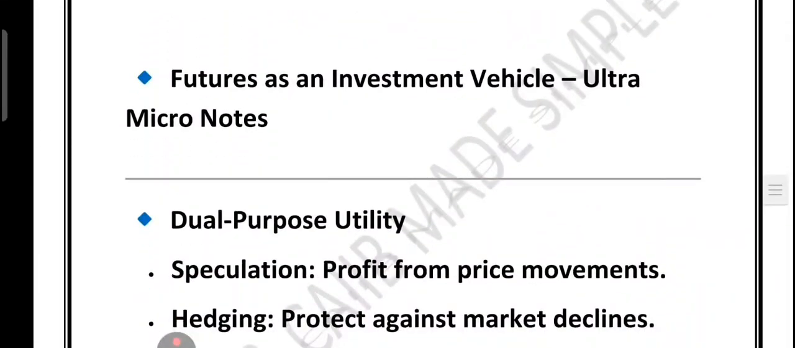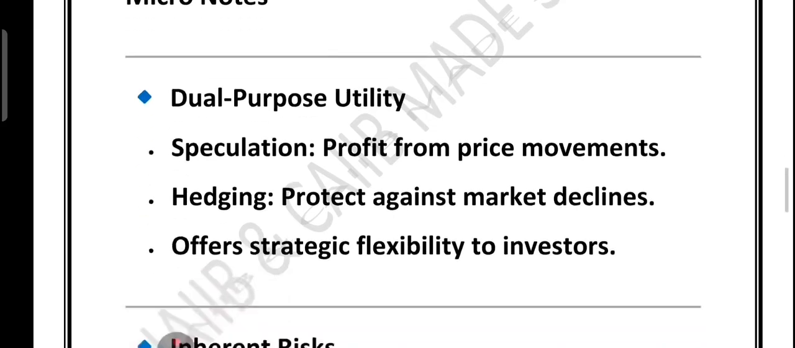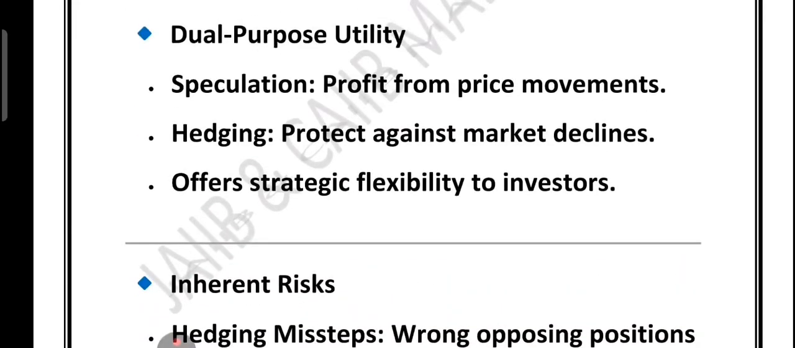Then futures as an investment vehicle. So basically futures have two main purposes for an investor. First thing is speculation, second thing is hedging. Speculation means you can try to profit from price change without actually owning the asset. You have not owned the asset, yet you are trying to profit from the price change of the commodity. That's called speculation. Second thing is hedging. That's called dual purpose utility.